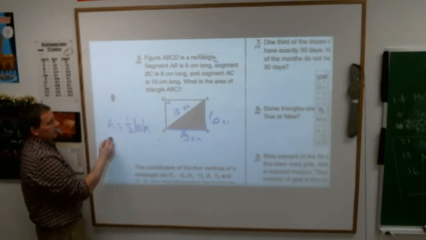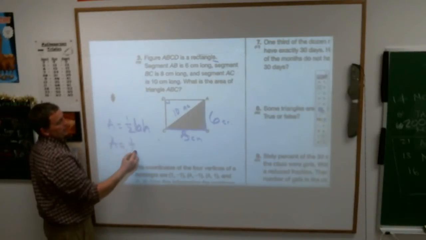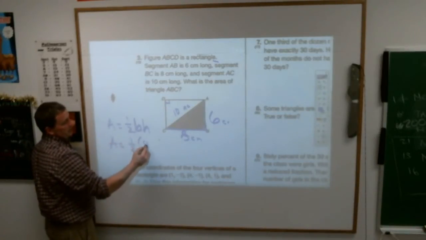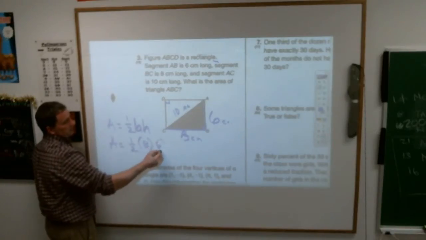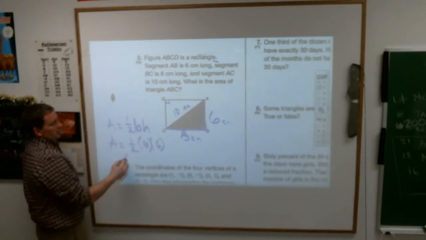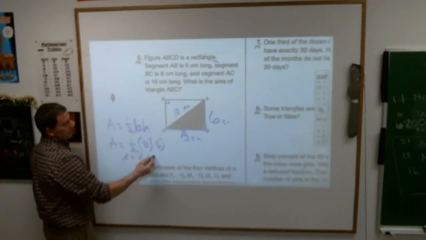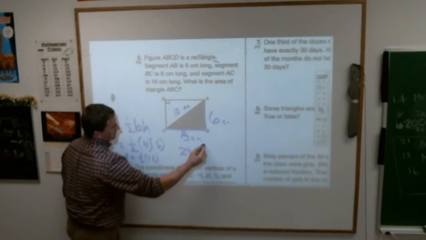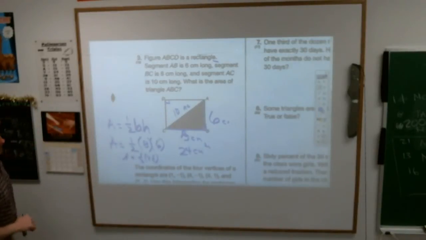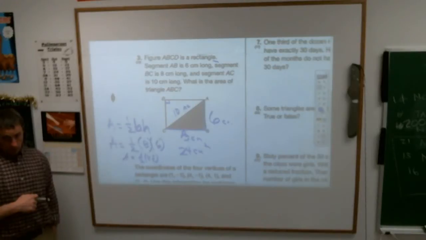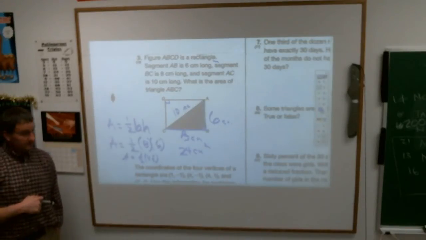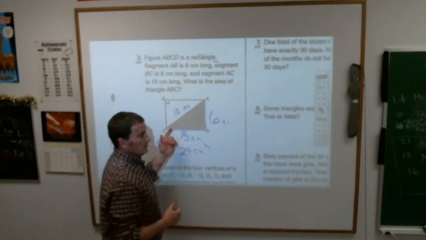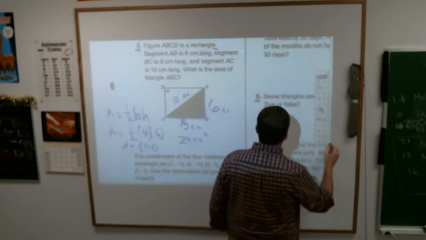So when I do this formula, I get area equals 1/2. What's the base? 8. What's the height? And then you end up with area equals 1/2 of 48, and half of 48 is 24 centimeters squared. Caitlin, did you get it wrong because you used the wrong formula? Make sure you note that for tomorrow, because it'll probably be the same. If it's a triangle, it's got to be half of that.